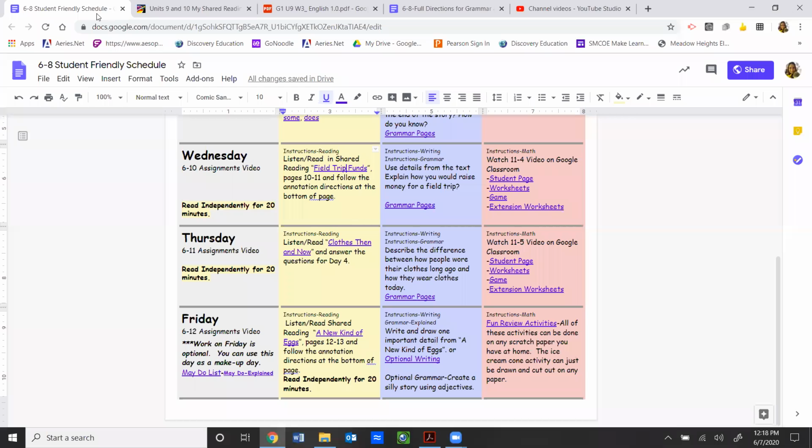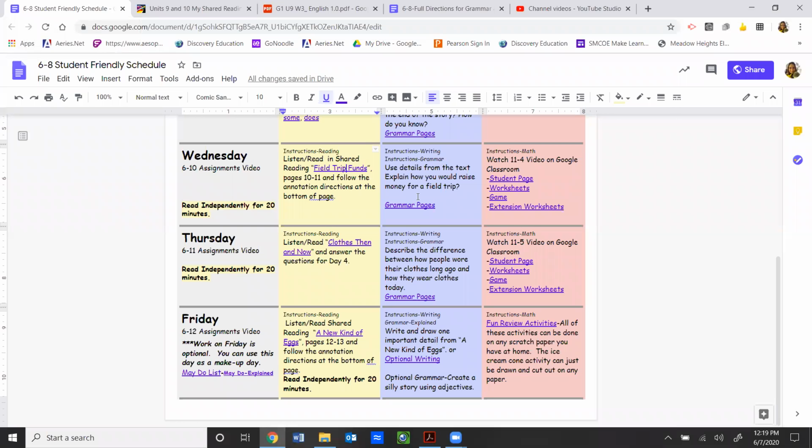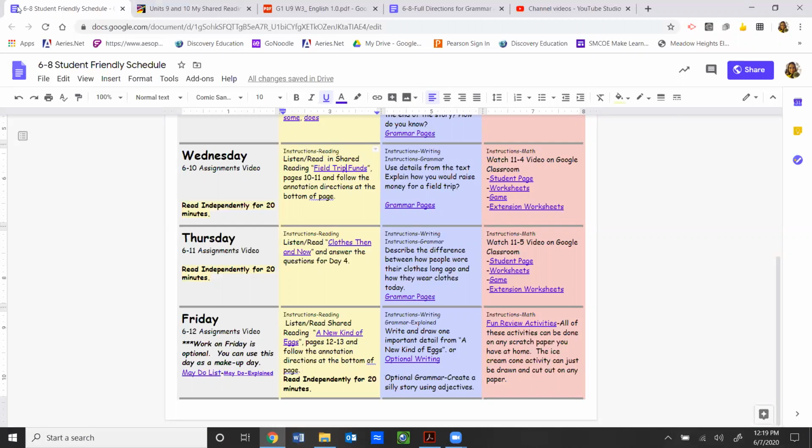Okay, let's go ahead and go to writing. For writing, it says use details from the text, which is this text right here, Field Trip Funds. Explain how you would raise money for a field trip. Now, if you print this out, feel free to write in here. But if you don't, then go ahead and write on any paper that you would like to.